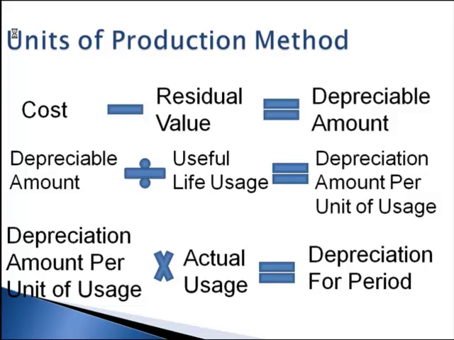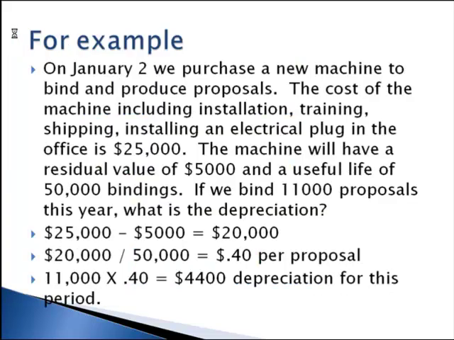Here we see a similar example to what we had before. We've modified it slightly to show now that instead of 5 years worth of usage, this time our machine is going to be used to make 50,000 bindings. And so if we follow the 3 steps that we've discussed in the previous slide, the first one is to calculate our depreciable amount, which turns out to be the same as we had in the straight line method, $20,000. Our cost is still $25,000. The residual value is still $5,000. Our depreciable amount is $20,000.